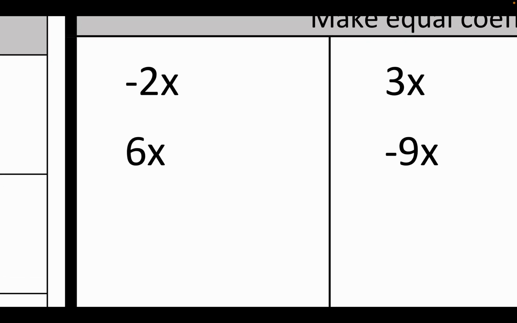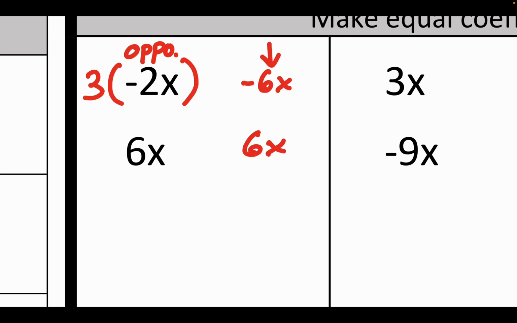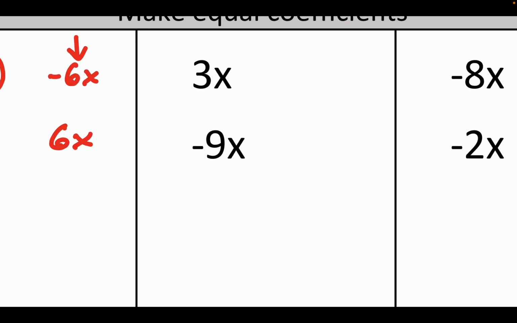So what that means we're going to have to do on all these problems, looking at this one right here, is they're already opposite, but they're not equal. All I'm going to have to do is multiply this top one by 3, and now they are equal and opposite. This middle problem, same thing, they're already opposite. If I multiply this one by 3, they're now equal and opposite.